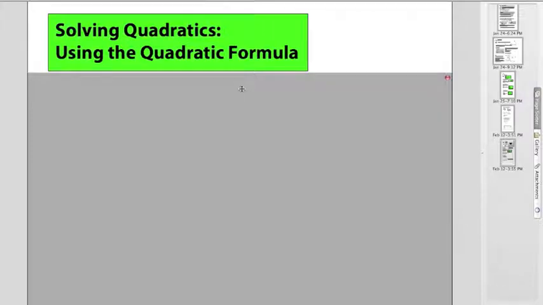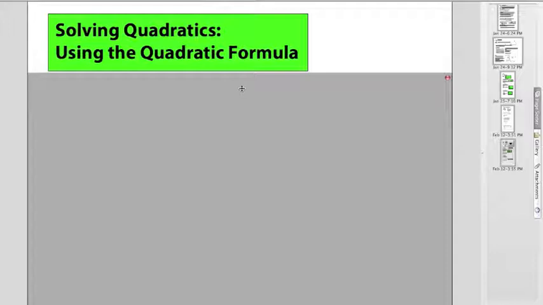Solving quadratics using the quadratic formula. This is the conclusion of our solving quadratics section. We've talked about several different methods for solving quadratics. The first one was graphing, whether that be graphing it by hand or graphing it on the calculator.